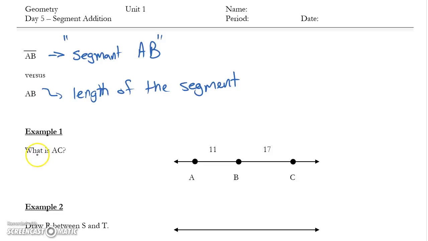So in example 1 here, when I ask you what is AC, it's really asking you what is the length of AC, since there's no segment bar above here. Now when we go over to our segment, we see that from A to B has a length of 11. From B to C has a length of 17. Therefore, if I want the length of A all the way to C, I have to add those two together. That's our segment addition. 11 plus 17 means that AC's length is equal to 28.